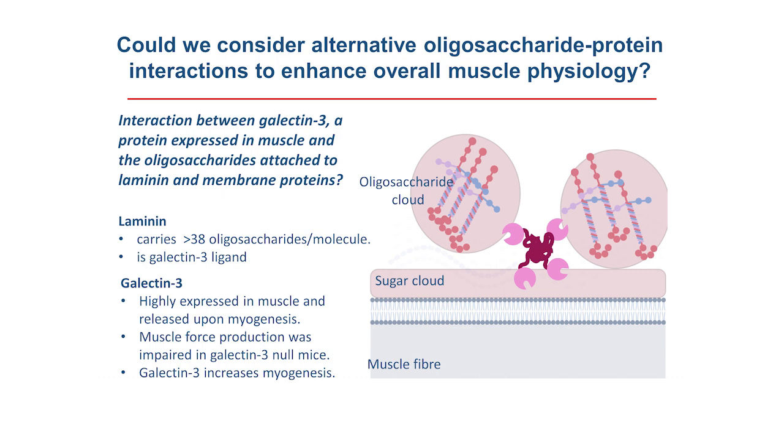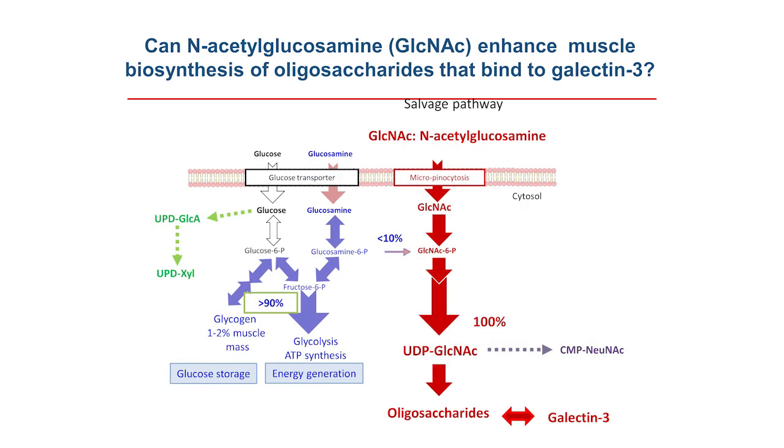Thus, we explore the possibility of using a saccharide called N-Acetylglucosamine, or GlcNAc for short, to increase the biosynthesis of the oligosaccharide for galectin-3 binding. Let us now take a closer look at the biochemical pathway of how the GlcNAc is taken up and functions within our cells. GlcNAc is rapidly taken up by the cells and plays a crucial role in producing oligosaccharides that are optimal for galectin-3 binding.